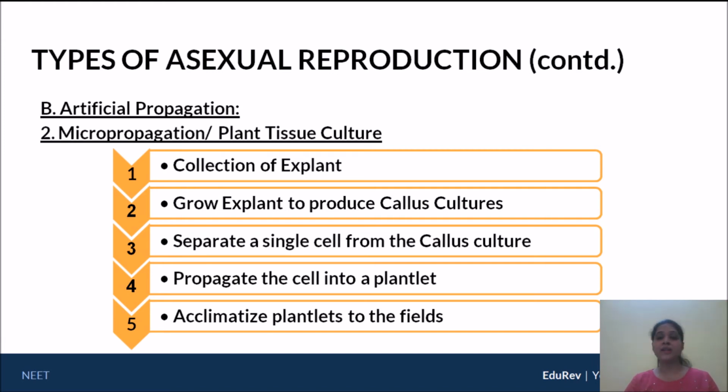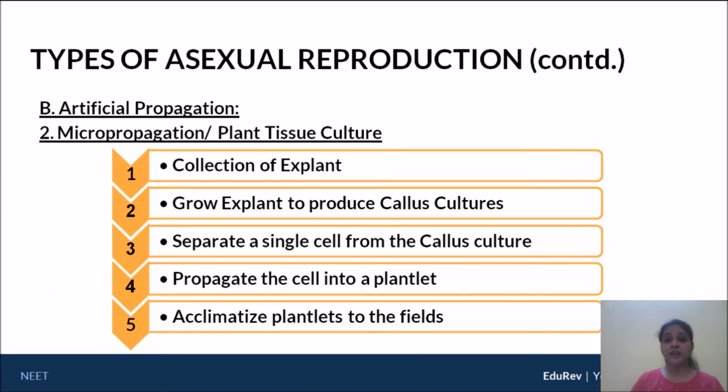How do you acclimatize a plantlet to a field? Allow it to grow in a greenhouse, and over there you keep on removing the good conditions that you've given it. Maybe for a couple of weeks, remove supplying an ample amount of water. After some time, do not supply a good amount of nutrients, and finally you will get this particular plant ready for the field. So that is acclimatization. So students, these are the 5 steps involved in micropropagation.